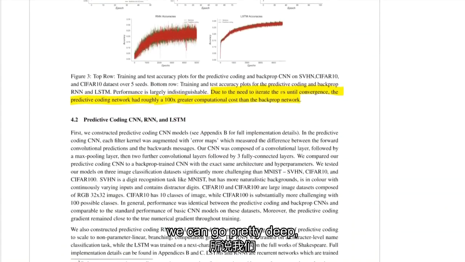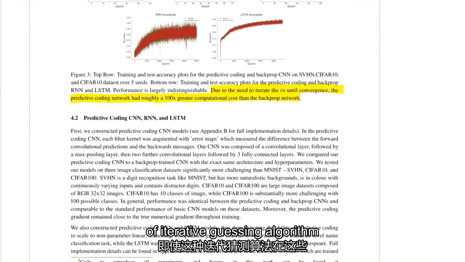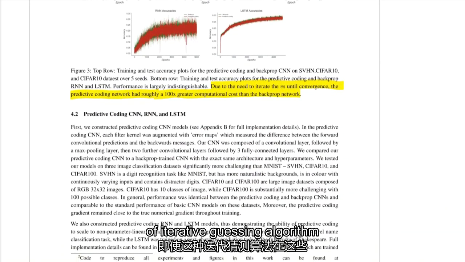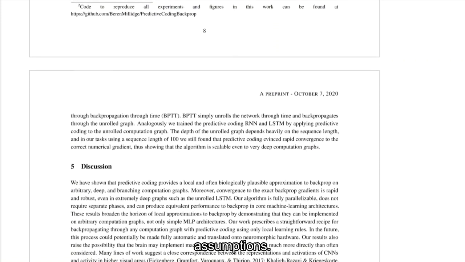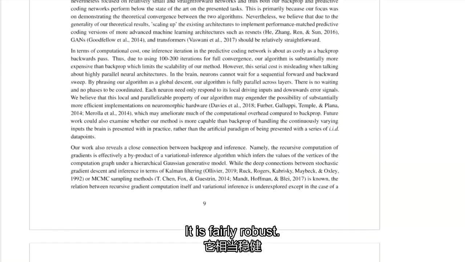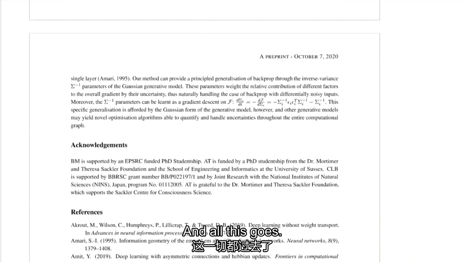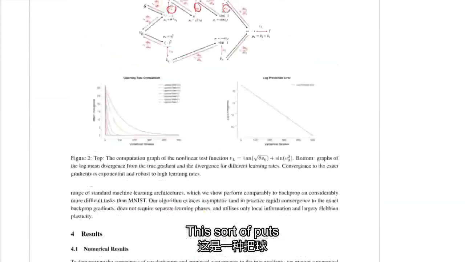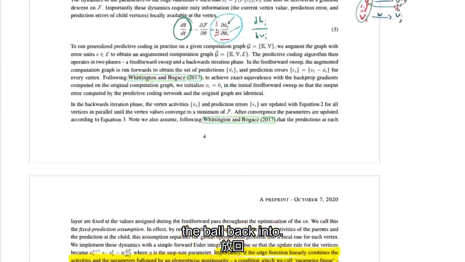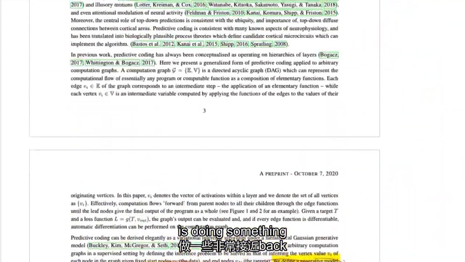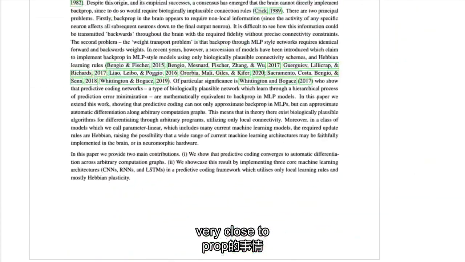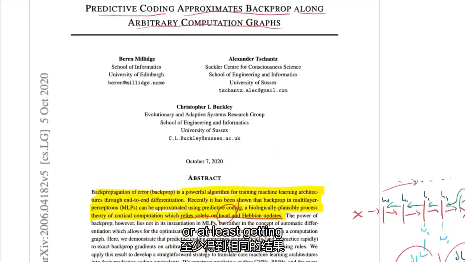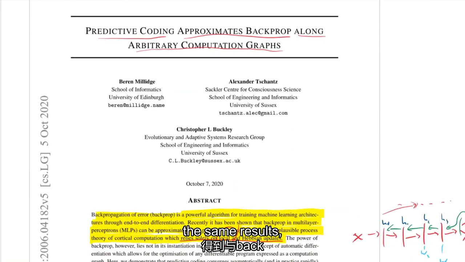As we said, we can go pretty deep, even though this is this kind of iterative guessing algorithm under these Gaussian assumptions, under this variational approximation. It is fairly robust. So this sort of puts the ball back into maybe the brain is doing something very close to backprop, or at least getting the same results, getting the same parameter updates as backprop.